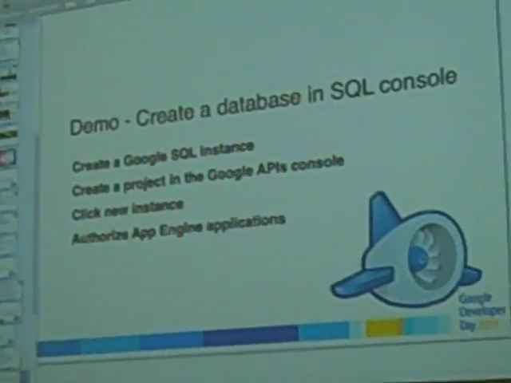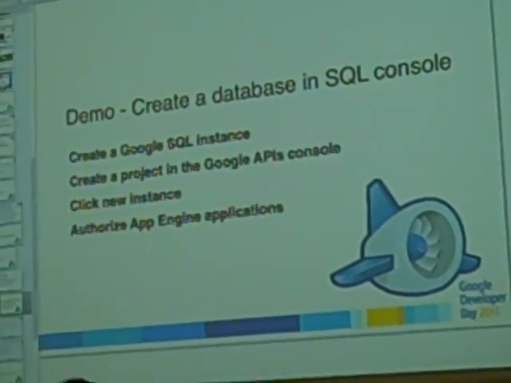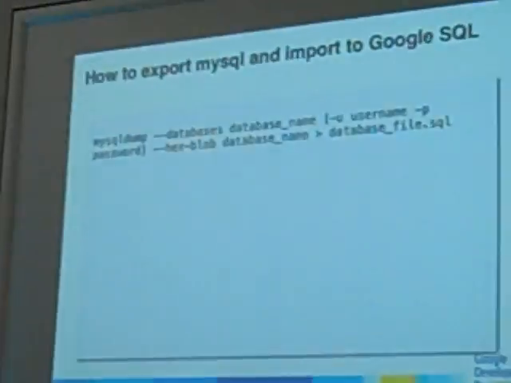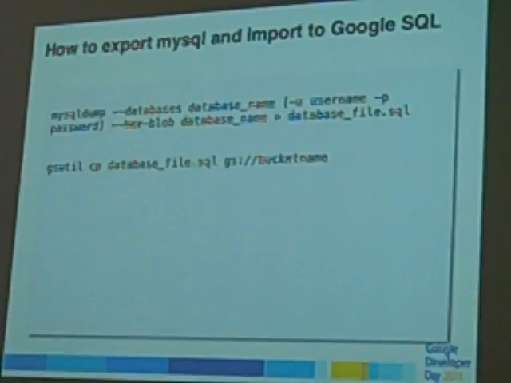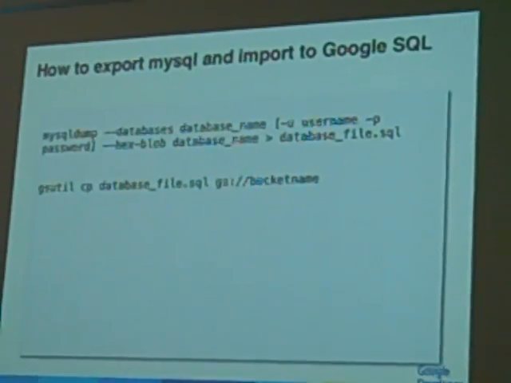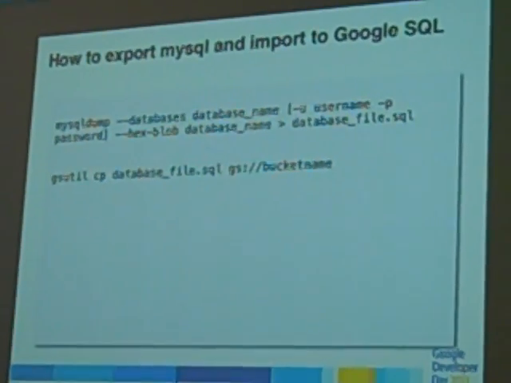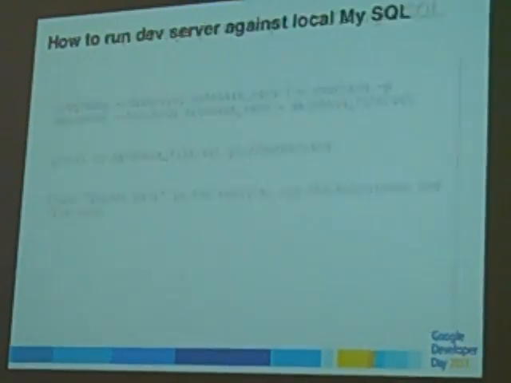So I'm going to jump back here to the slides. A couple other quick points. For importing and exporting data, you can essentially use mysqldump. You'll give your database name, you'll set --hex-blob, and it outputs in a format that we can use to ingest. Then you can use the Google Storage utility to copy that into the Google Storage bucket for import. So it's pretty easy to do.